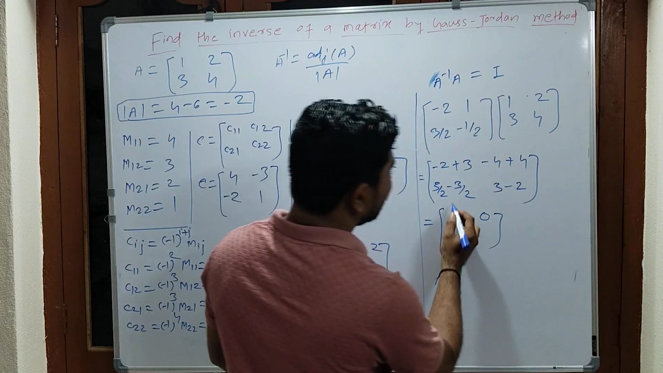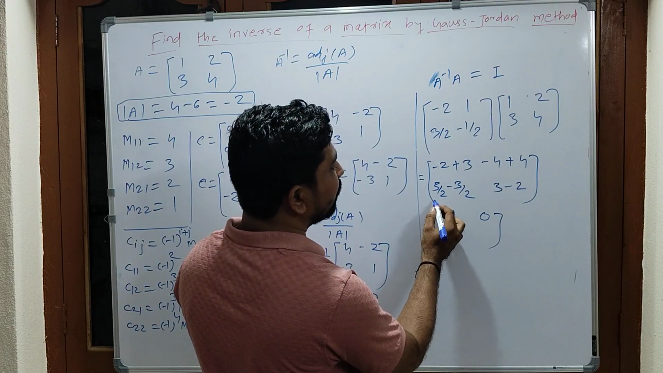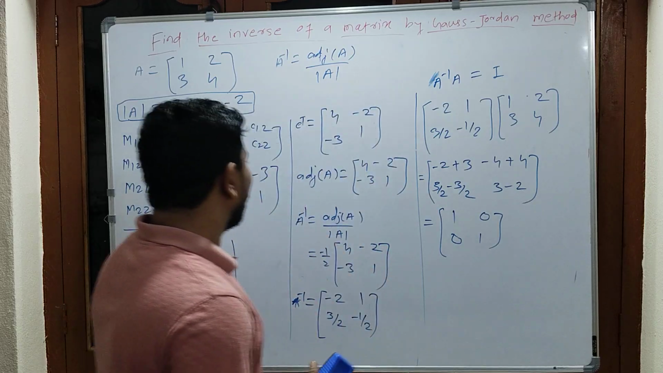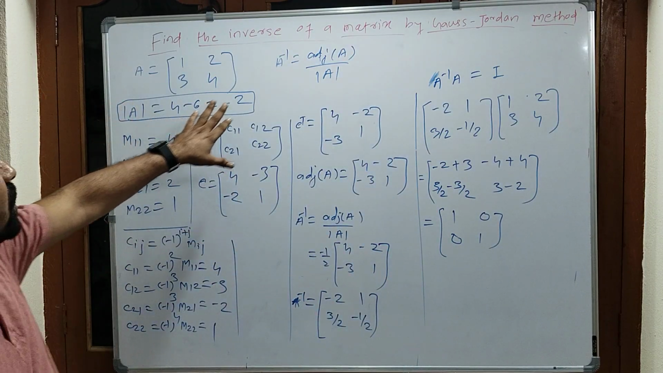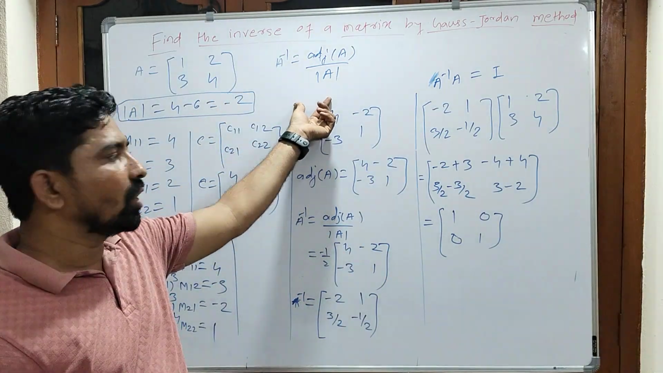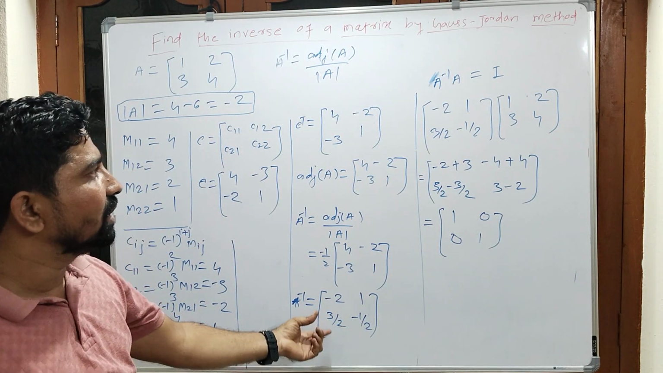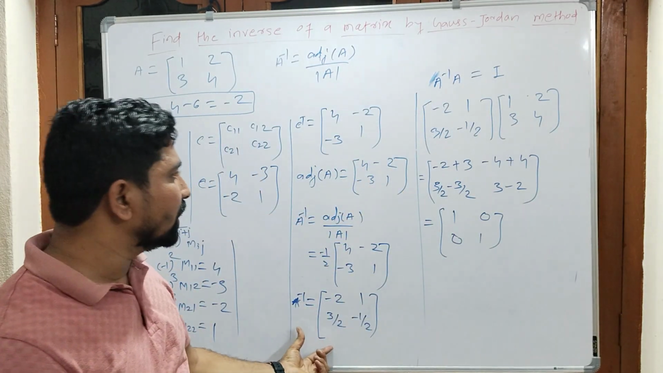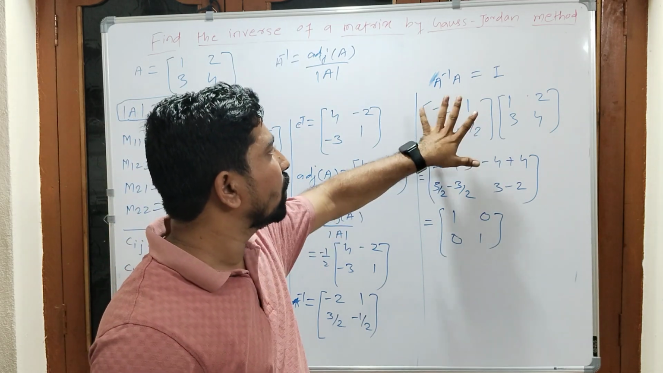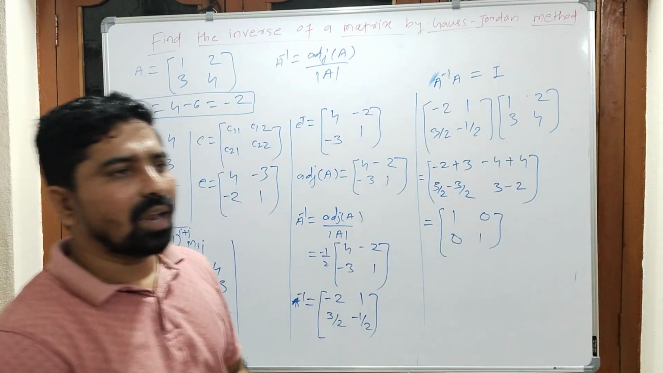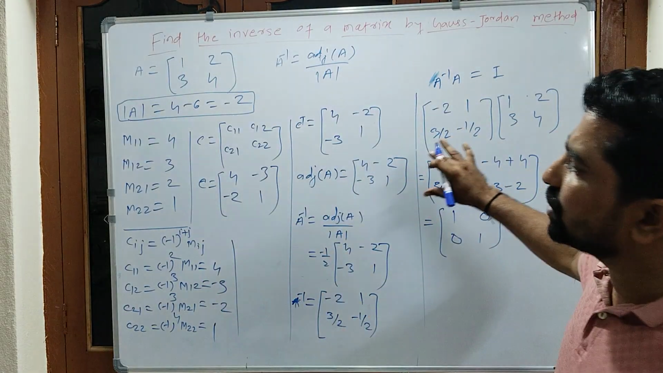-4 plus 4 becomes 0, 3 by 2 minus 3 by 2 is 0, and this is 1. So with the help of A inverse is equal to adjoint of A divided by determinant of A, I am finding the inverse. This matrix is the inverse of A matrix. Why? The product of these two, A inverse into A, is equal to I. So done. Now I will find the inverse of this same.